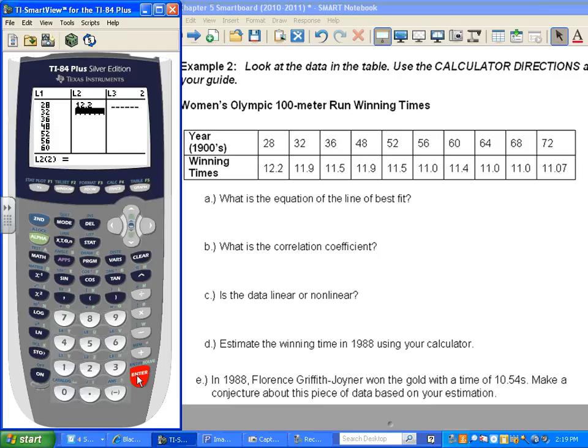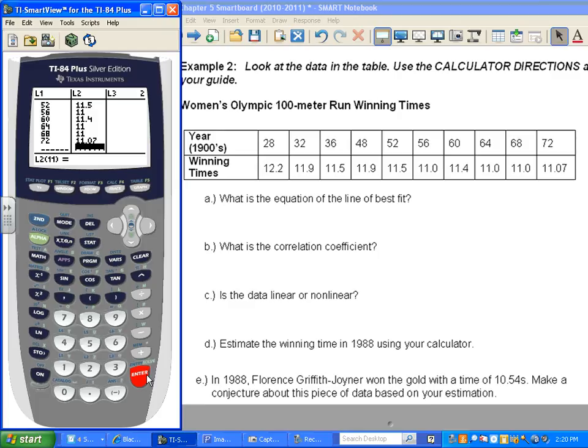Be careful. So 12.2 is first, 11.9 is second, 11.5, 11.9 again, 11.5 again. They're trying to confuse you here. And 11.0, which is just 11, 11.4, 11.0 two times. And then the last one is 11.07. Okay, everyone make sure you have 10 data points in. Does everyone have them in?